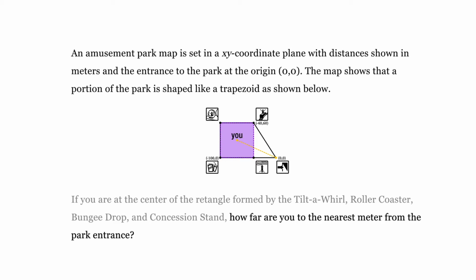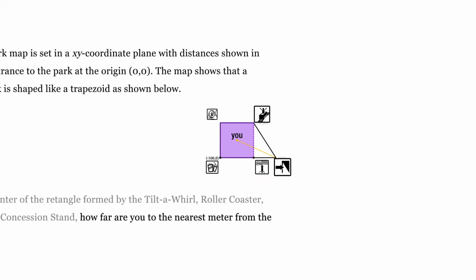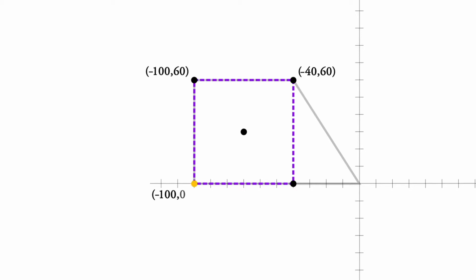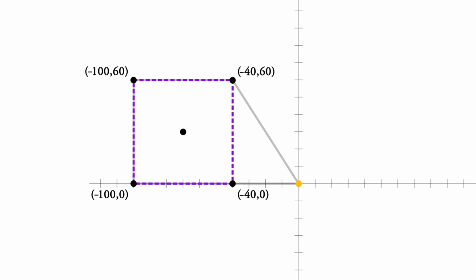I think it's pretty good if you have some scrap paper just to write that out. So it's going to look something like this. You're right here in the middle, and there's this rectangle right here. And here is negative 40, 60. And here is negative 100, 60, and here is negative 100, 0, and here is negative 40, 0. And then way over here is the entrance to the park, and that's at 0, 0.